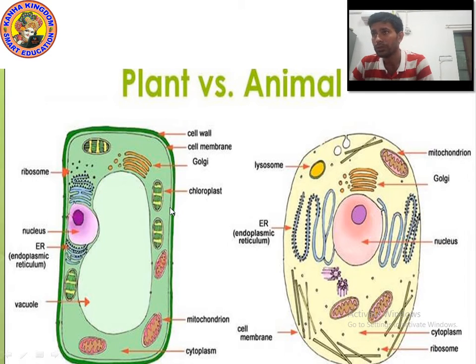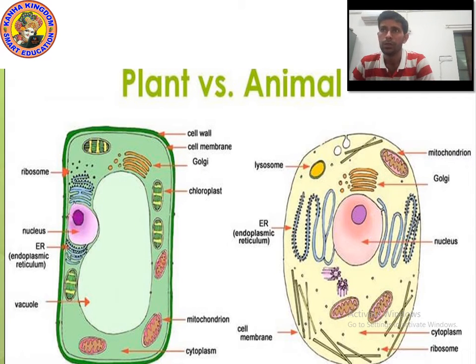Nucleus I have already told, and the cytoplasm, which is in light yellow color. Ribosome, the dot structures which represent ribosome, and ER, endoplasmic reticulum, which looks like a snake, and cell membrane.